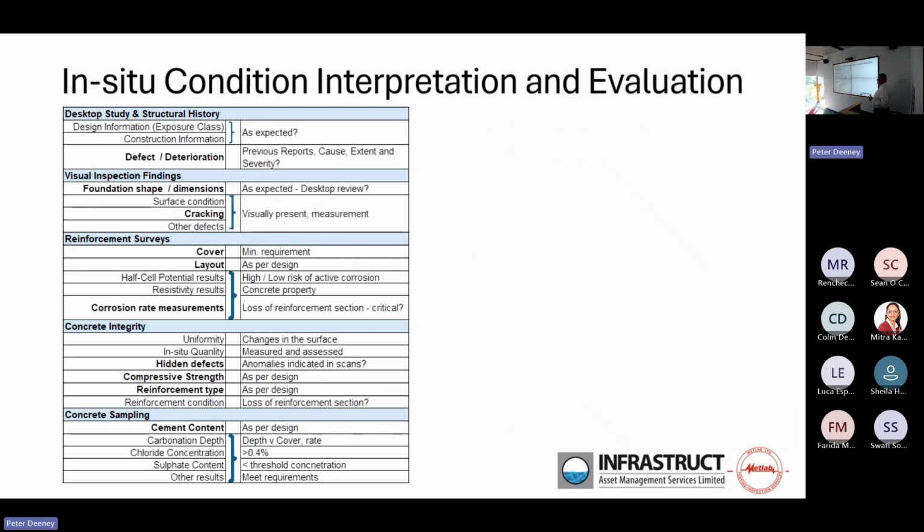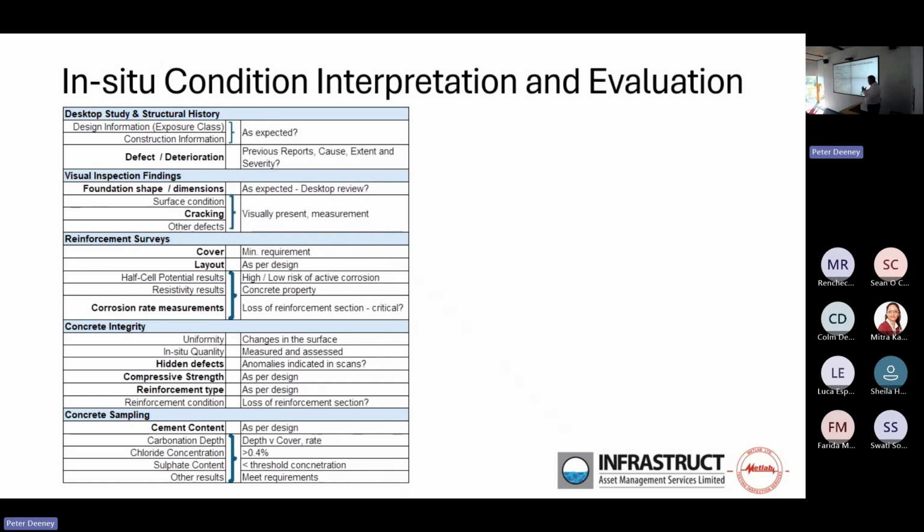And then when you sit down and have all that information beside you, you have the visual information or the desktop information. Is what you actually saw the same? Is it roughly thereabouts? When we look at visuals, is there cracking? Is there something abnormal happening on the surface? When we look at the reinforcement surveys, are you losing a lot of sectional area because of corrosion, high corrosion rates? Have you got a problem with uniformity, differences in the concrete? Is there an issue with hidden voids or hidden defects within it? Is the reinforcement where it's supposed to be? Is the compressive strength where it's supposed to be?